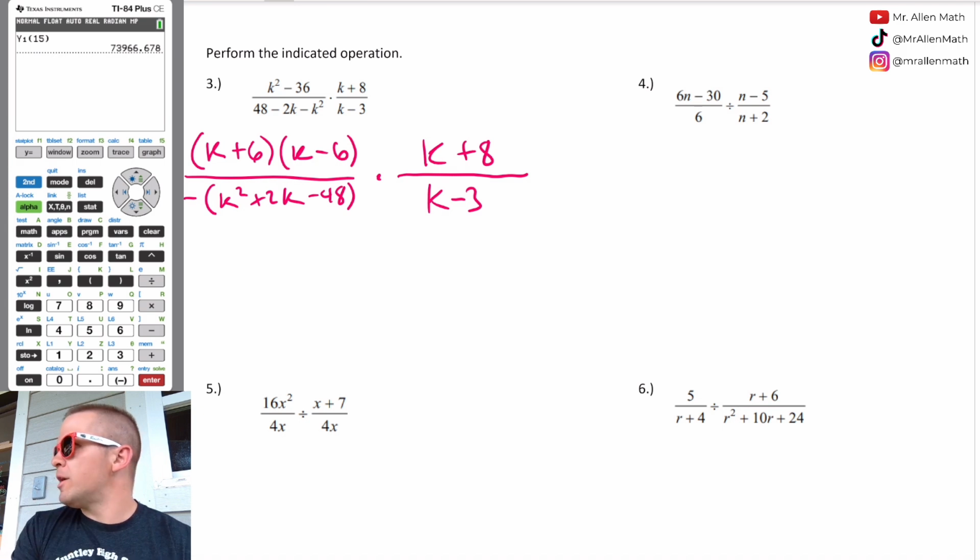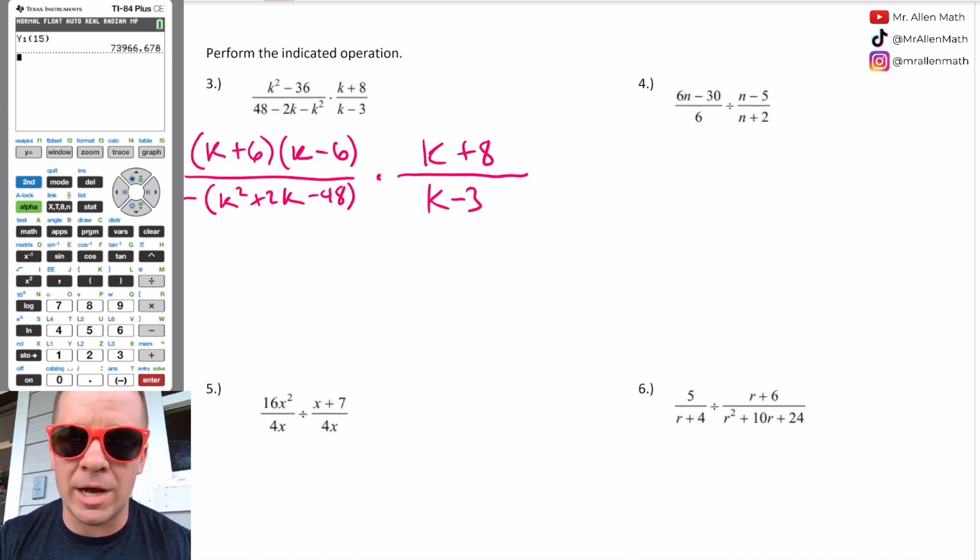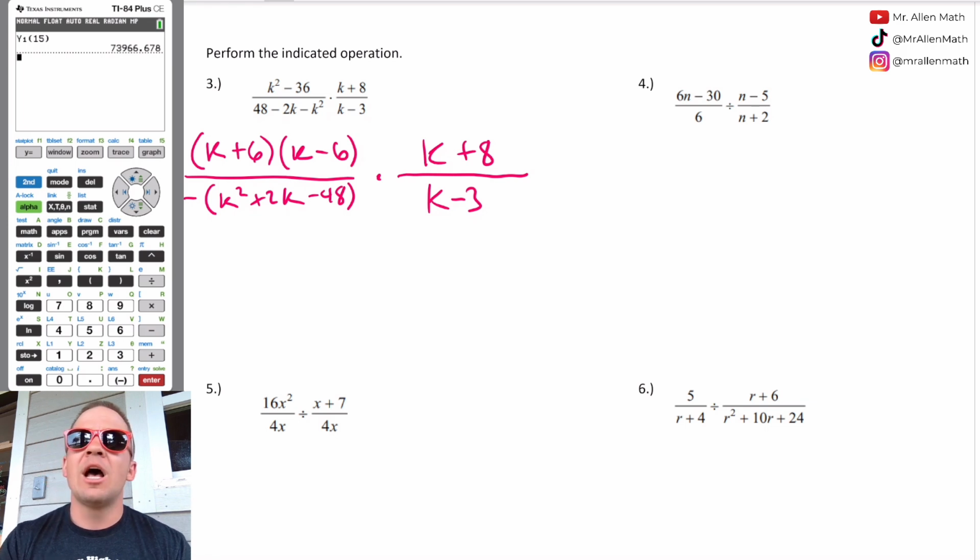So I want to rearrange it into standard form there, highest degree down, and I do not want a negative lead coefficient on my k squared term. We do not want that. No one has ever in the history of time factored successfully with a negative lead coefficient. It's impossible. Landing on the moon is easier than that, okay?